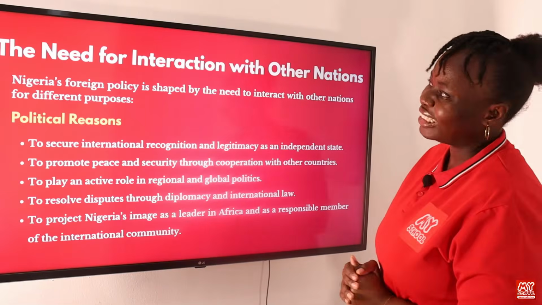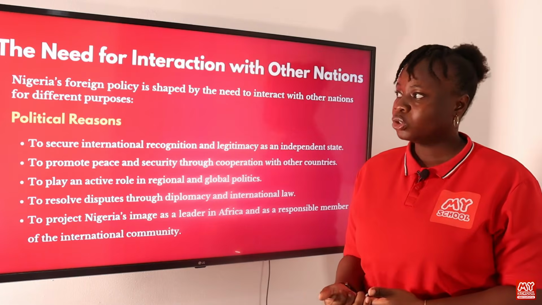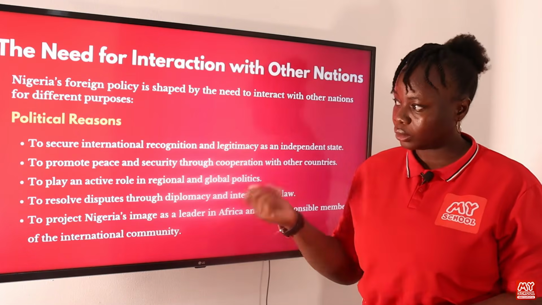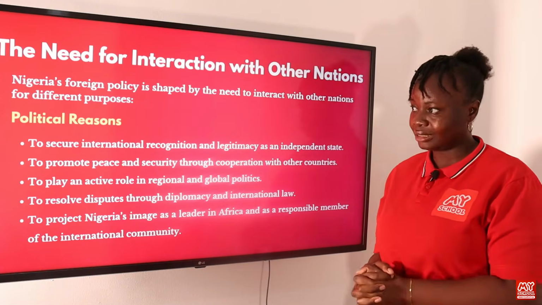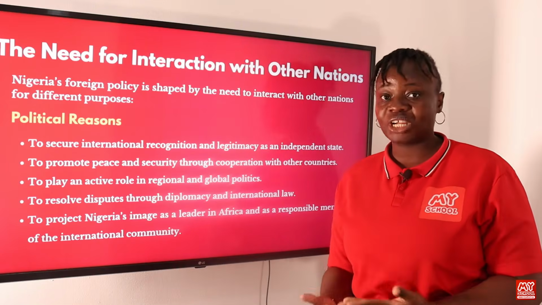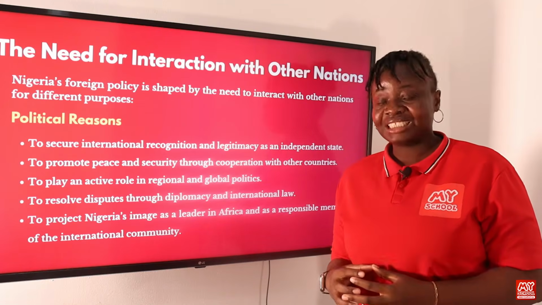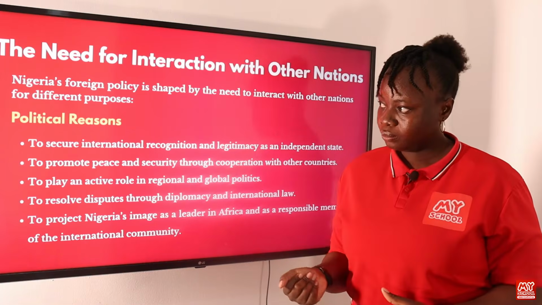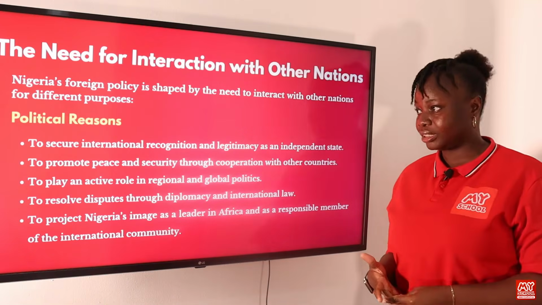All right, now we're also going to discuss the need for interaction with other nations. Why do we need to interact with other nations of the world? There are several reasons. Some of the political reasons why we interact with other nations of the world include, first of all, to secure international recognition and legitimacy as an independent state. This was one of the foreign policy objectives that was developed in 1960 when Nigeria gained independence. Tafawa Balewa also ensured that the Nigerian society gained that recognition, that legitimacy as one of the independent states of the world. And another reason is to promote peace and security through cooperation with other countries.